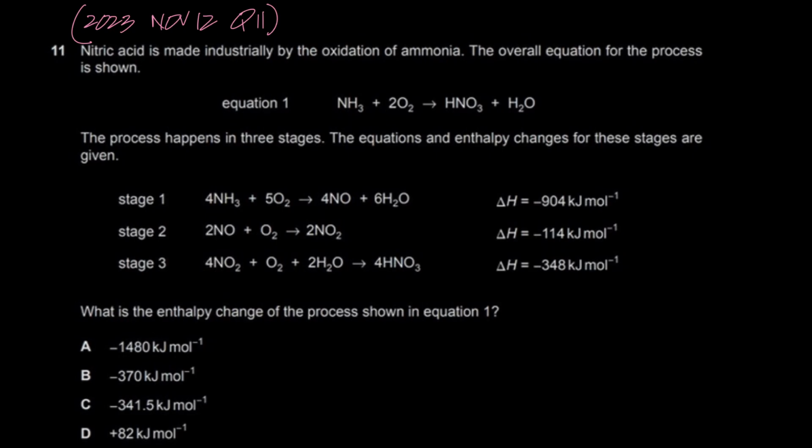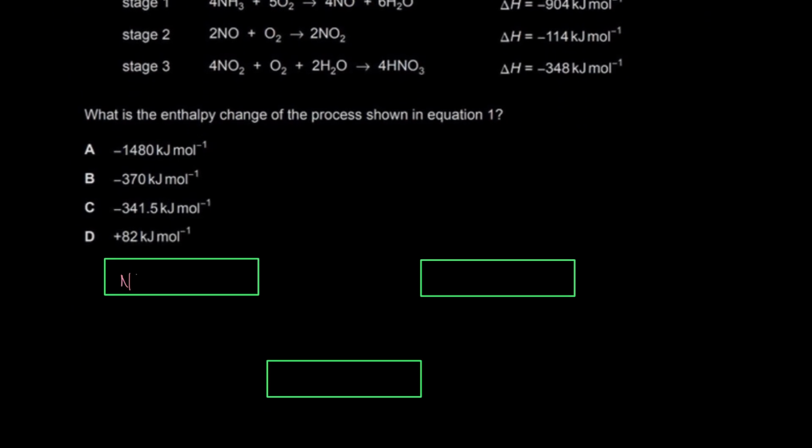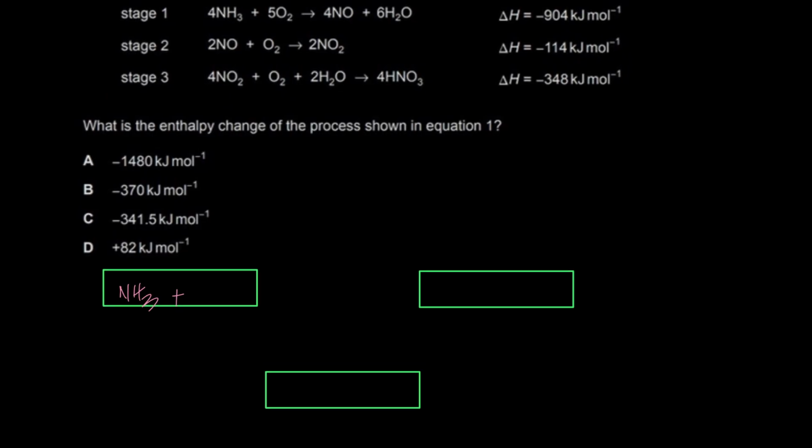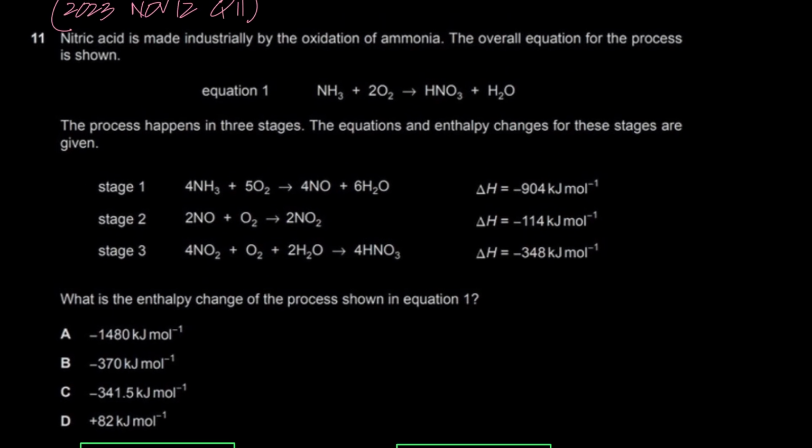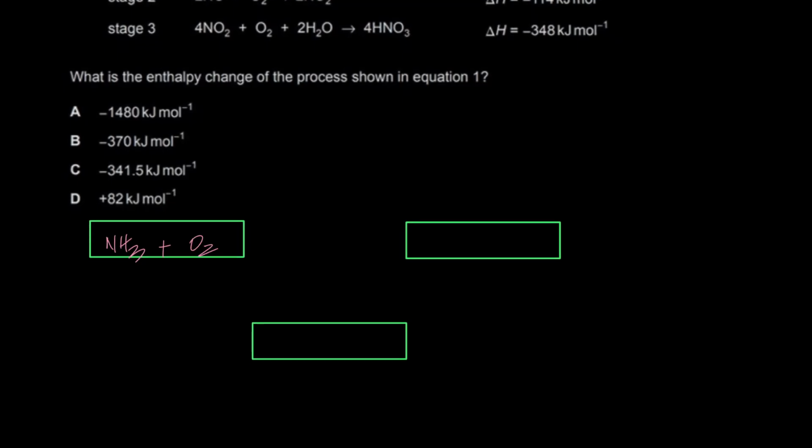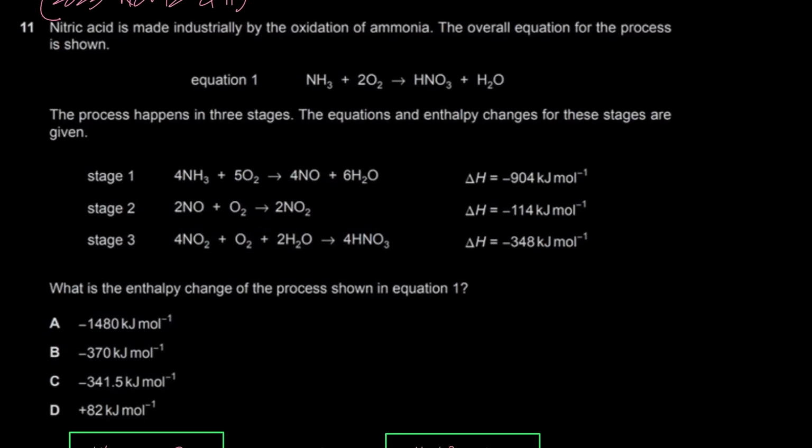So I could just write my equation 1, which is NH3. It's a piece of cake, guys. I'll prove it to you. It's NH3 plus O2 gives me HNO3 plus H2O. I'll write it like this.